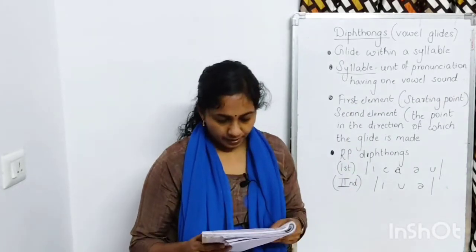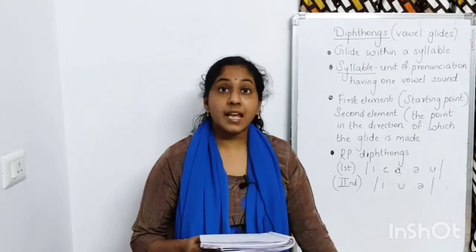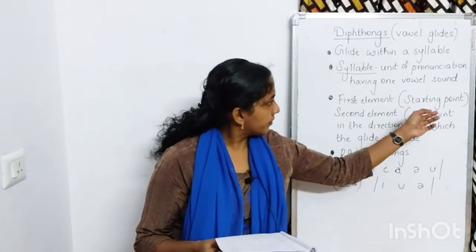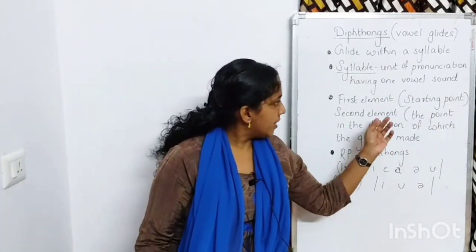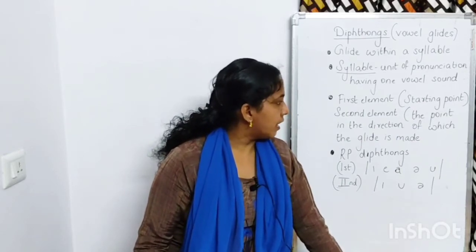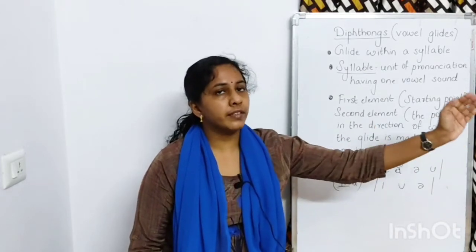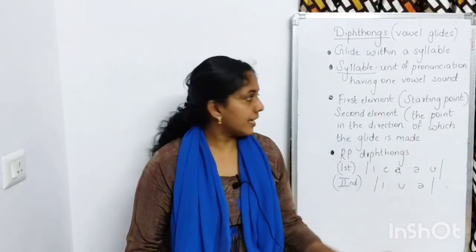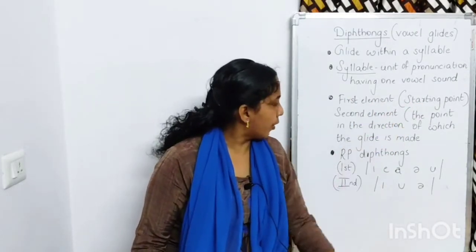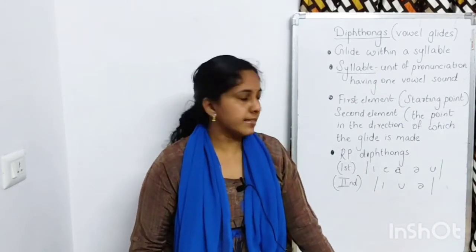Now this vowel glide has a first element and a second element. The first element is the starting point, from where it starts, and the second element is the point in the direction of which the glide is made.